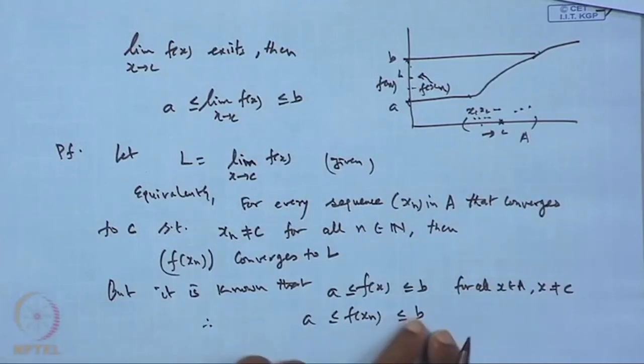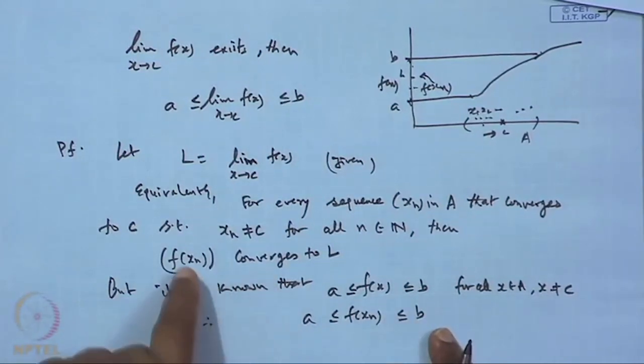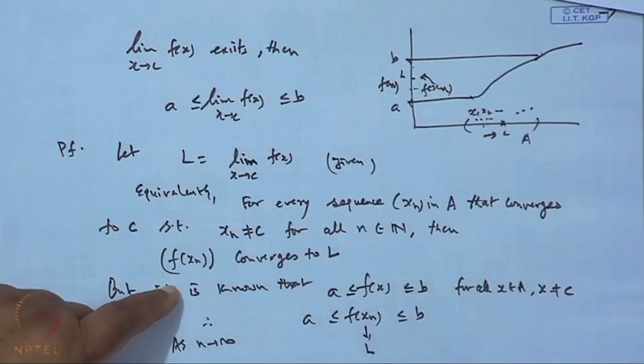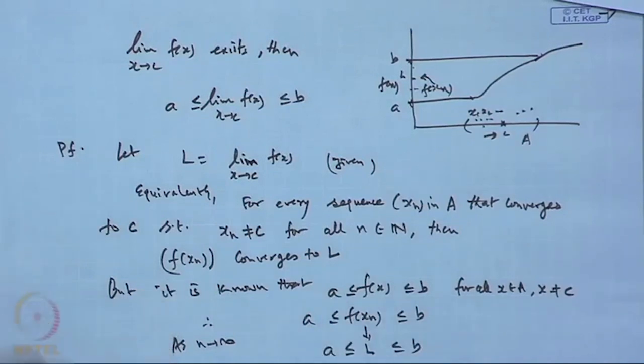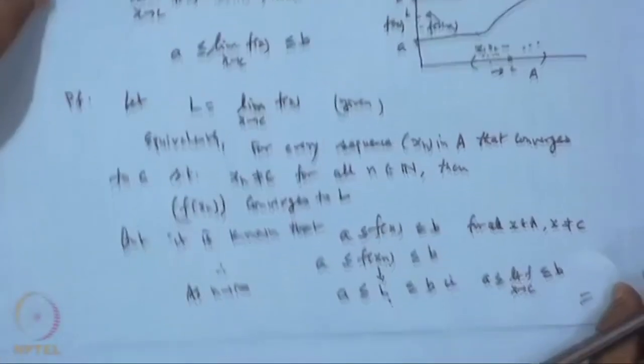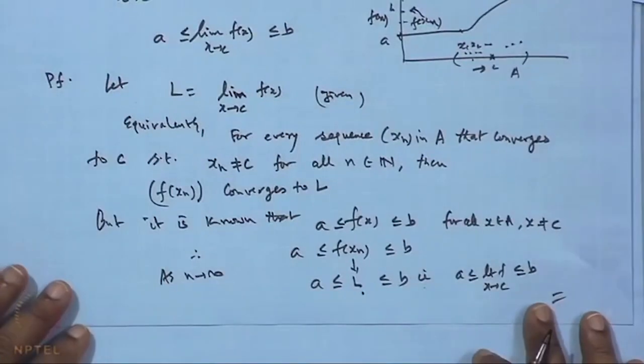So, with these two bounds, when you take the limit as n tends to infinity, the sequence f(x_n) goes to L, and this will lie between A and B. So A is less than or equal to the limit of f(x) as x tends to C, which is less than or equal to B, and that proves the result, is it not? That proves the result.